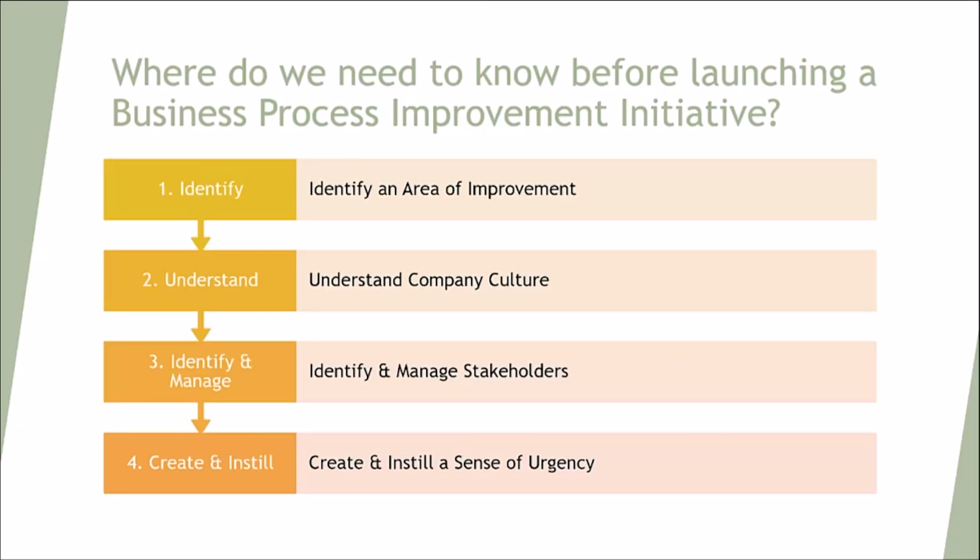So to really prepare ourselves to launch into this project and get it done right, there's four areas that we're going to cover. The first is we're going to learn how to identify an area of improvement. We're going to learn how to understand and improve a company culture. As part of that, we're going to learn how to identify and manage stakeholders. In any process, there are several different types of people in an organization who can really either impact or accelerate your project. So we're going to learn about that.